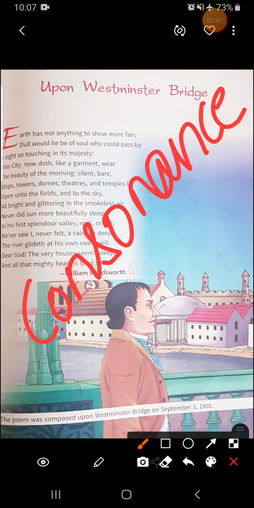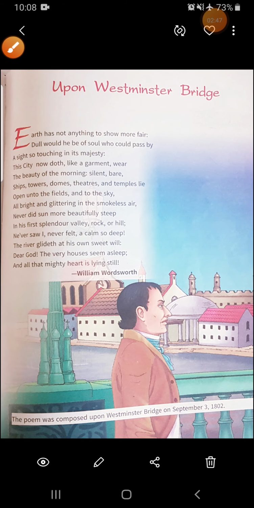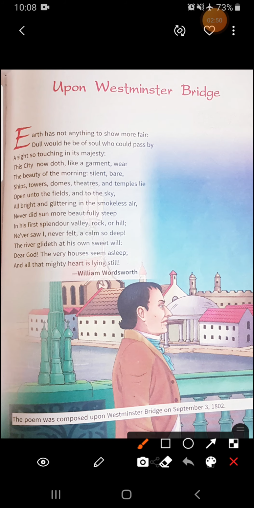The second literary device is consonance. Now what is consonance? Repetition of consonant sound. Alright. If you see your line number 10, here L, then again L. So you can see that there is repetition of this consonant sound in the same line.